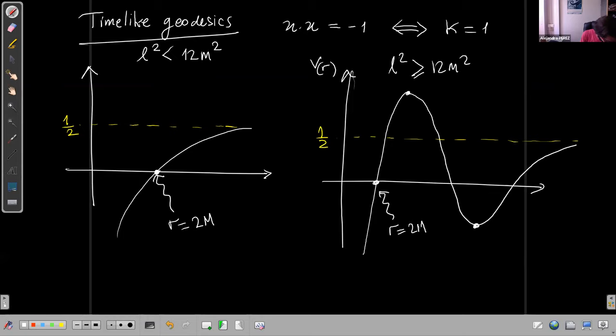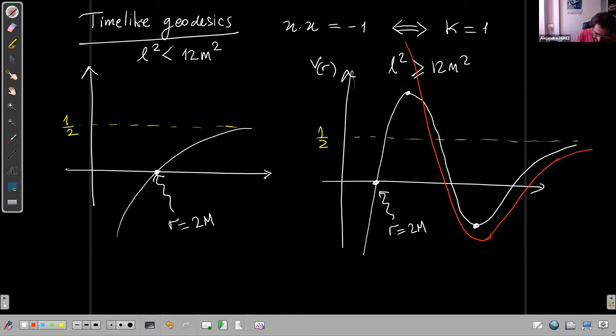Okay, so when L is sufficiently large, then the potential looks like that. And in this region here it looks a little bit like the Newtonian potential, which asymptotes to some constant that we put by hand. So in the Newtonian case, you have a minimum, but you don't have a maximum. The centrifugal barrier wins as you approach r equal to zero, while here the relativistic correction wins.